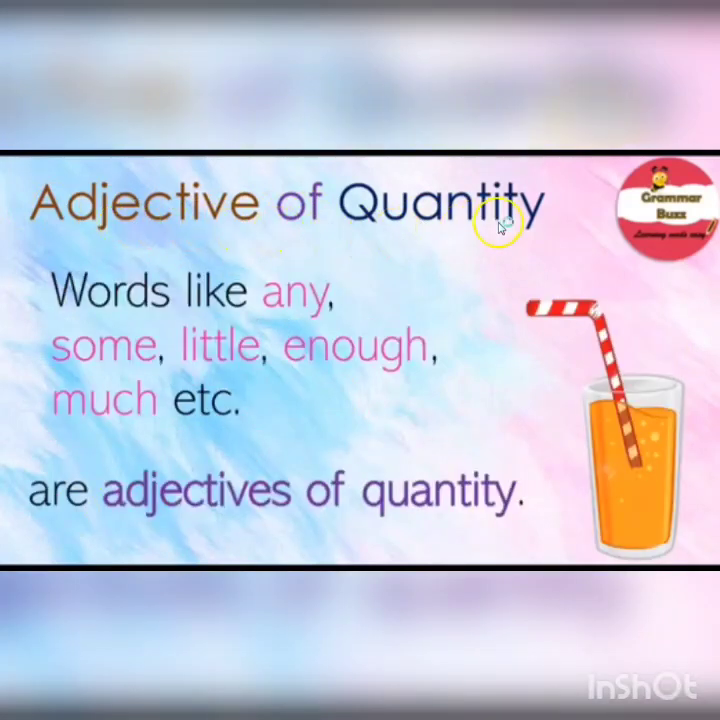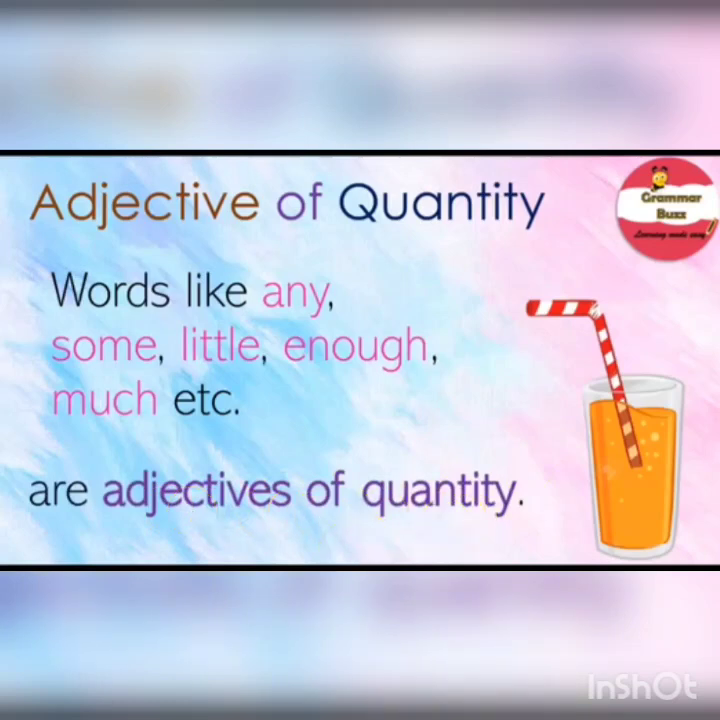See here, adjectives of quantity. Words like any, some, little, enough, much, etc. are called adjective of quantity. For example, give me some money. Do you have any extra pencil? Can you pass some salt? Can you give me few of your books? So words like that, which don't give you the exact number, come in adjectives of quantity.